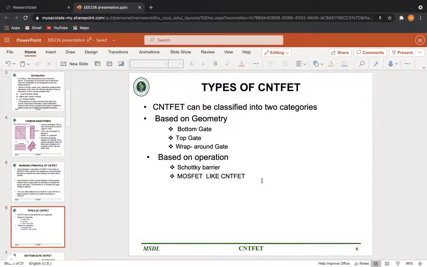Types of CNTFET. The carbon nanotube field effect transistors can be classified into two categories based on its geometry and based on its operation. Based on its geometry, it can be subclassified into three categories: the bottom gate, the top gate, the wraparound gate. While based on its operation, it has two subcategories: the Schottky barrier and the MOSFET-like CNTFET.